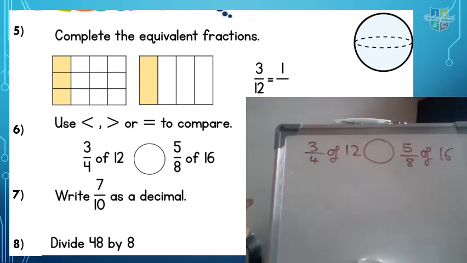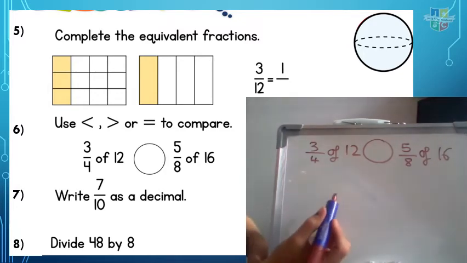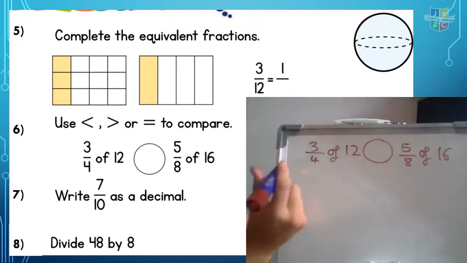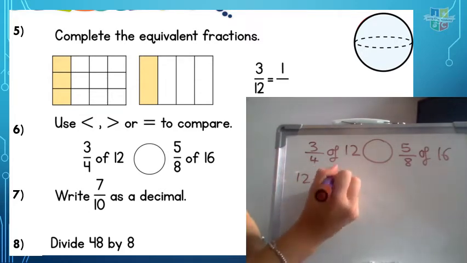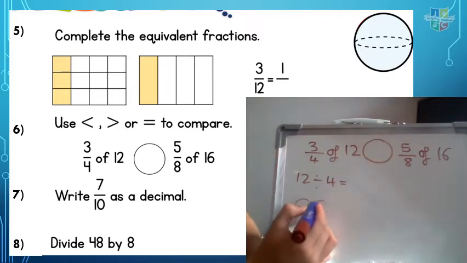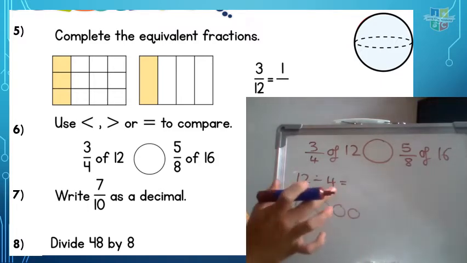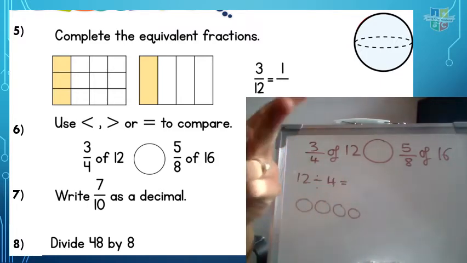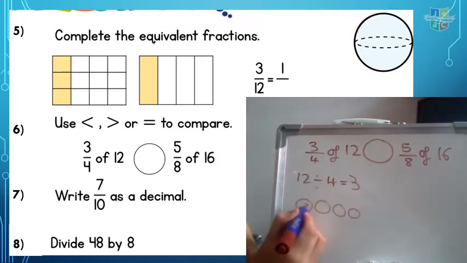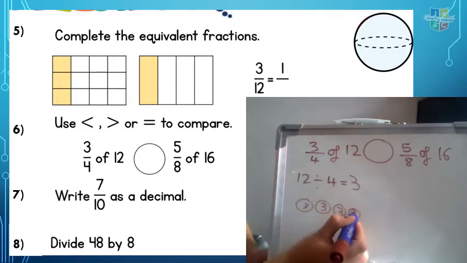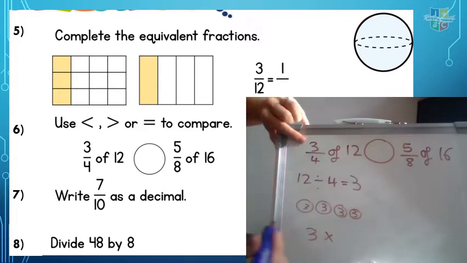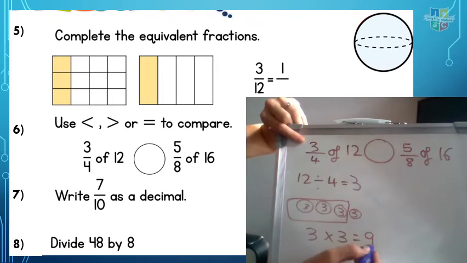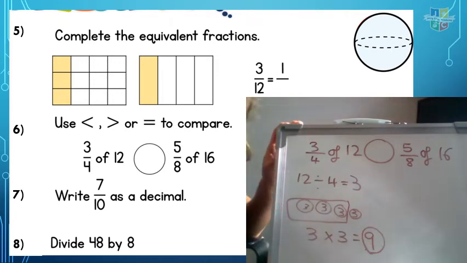Okay, so for number 6, we first of all needed to work out each side. So if I want to find what quarters, I want to do 12 as that's my whole number. I'm dividing it by 4, that's my number of parts. So I want 4 parts. How many 4s go into 12? Well, 4, 8, 12. So there's going to be 3 in each. I can then do 3 in each times my top number, 3, or I can find what 3 parts are worth. So my answer is going to be 9 on this side.